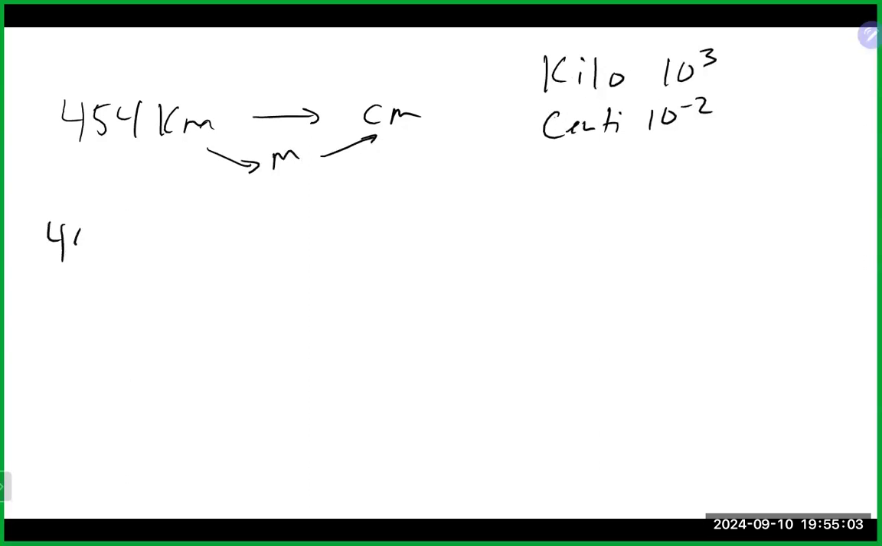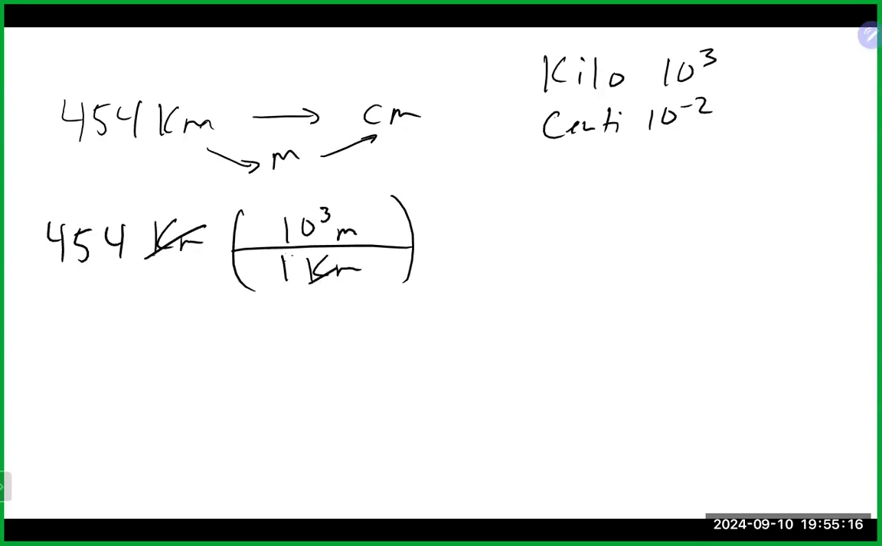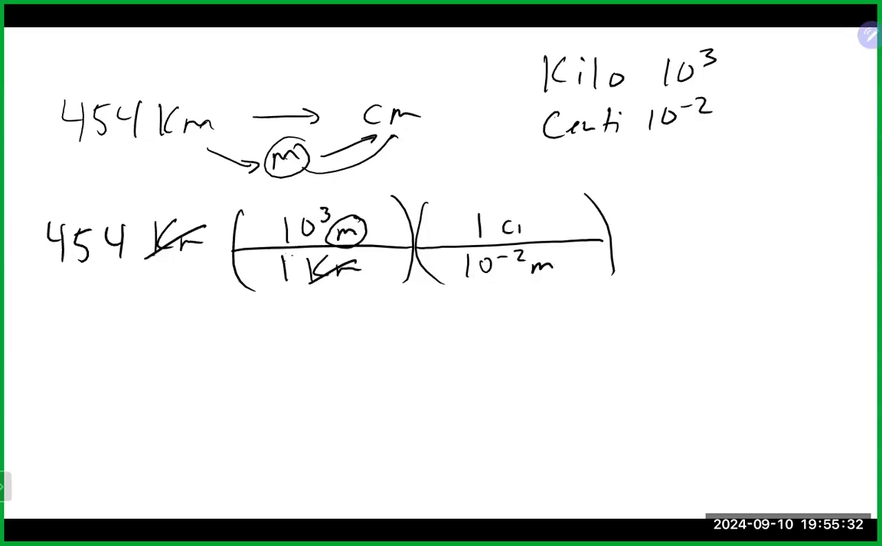So the first thing that would make sense is to take 454 kilometers. And again, we want kilo on the bottom. So 1 kilometer would be 10 to the 3 meters. That would cancel. Now we could go from the base unit to our centimeters. By setting this up with dimensional analysis, we see meters are up on top, which means that we could then go 10 to the minus 2 meters in 1 centimeter. That way they cancel out. Once again, we're multiplying what's on top, and we're dividing by what's on the bottom.